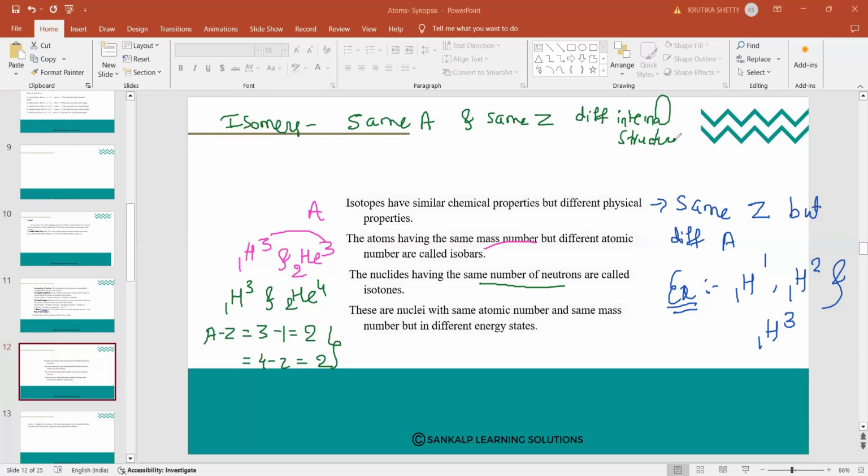See all the definitions. If there is any confusion in any of the definitions, please ask. The first one is isotopes, written on this side. The next one is isobars, with pink color. The next is isotones, with green color. And the last one is isomers. If you have any doubt, you can ask. Otherwise, just make a note of this. We will go for the next one.